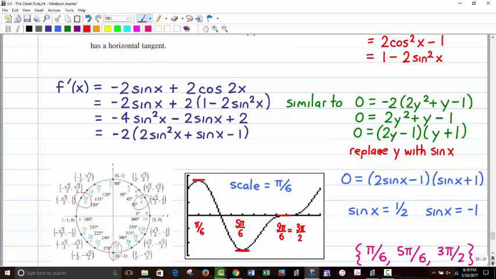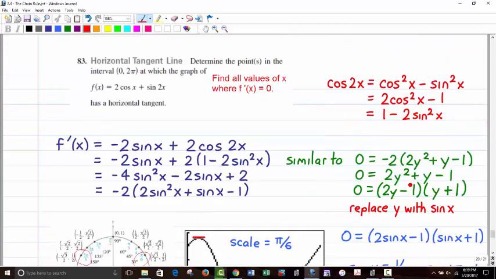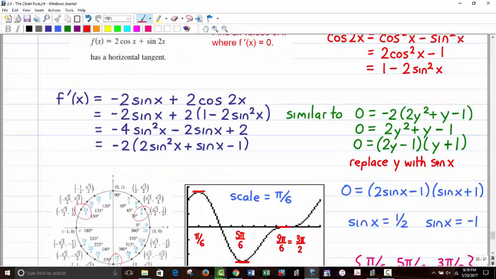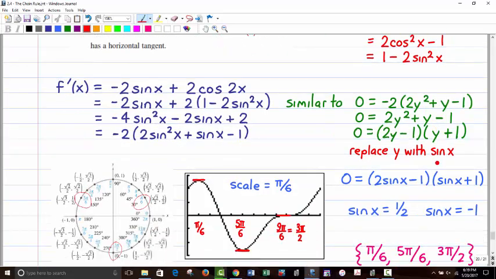Then you just go back. If you replace sine of x with y, now we place it back in terms of sine of x. And notice this is between 0 and 2 pi, so we're not using the infinite unit circle idea, and I don't like using that for this class. The 2k pi or the 2n pi business that you probably learned in trig. Some instructors might want to use that, but I don't.